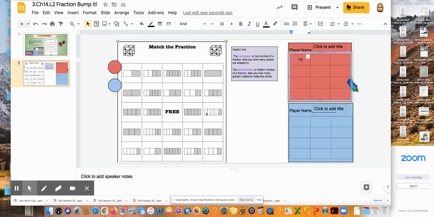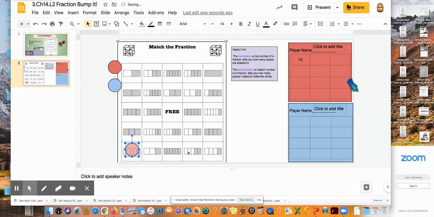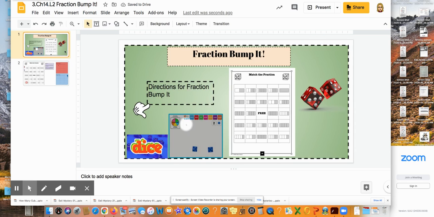So let's see, this one looks like it has a lot. 1, 2, 3, 4, 5, 6. That one has 6, so I need one less than that. Ooh, how about this one? 1, 2, 3, 4, 5. It has 5 pieces all together and only one piece shaded in. So 1 out of 5 are shaded, 1/5. So that is where I'm going to put my game piece. So I'm going to move my game piece on top of that one. And then I'm going to pass the feather on to my partner. And my partner is going to roll the dice.